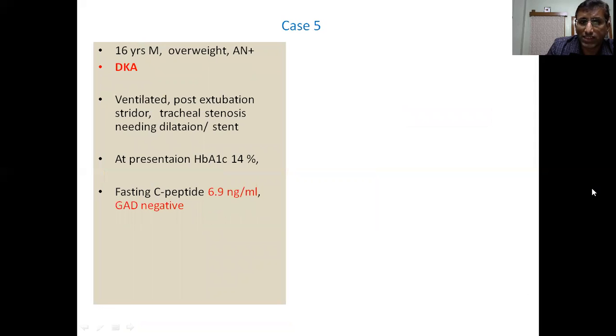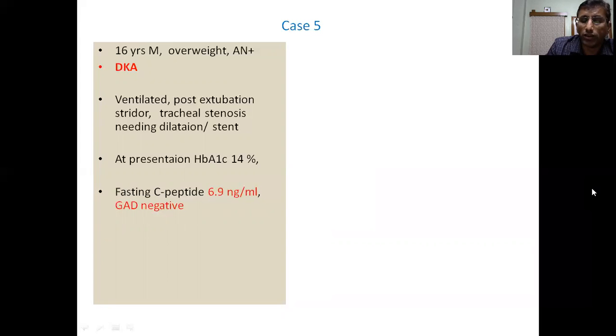And the next case is a 16-year-old boy, overweight, with acanthosis and severe DKA. He initially presented with severe DKA requiring ventilation, and after a few days he was extubated. Because of the prolonged ventilation, he developed tracheal stenosis, needing dilatation and stent insertion. At presentation, his HbA1c was high, and as per the DKA protocol, he was treated with insulin. Once metabolic stability and euglycemia were attained, he was discharged on a basal bolus regimen.